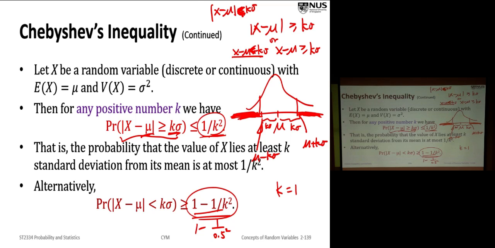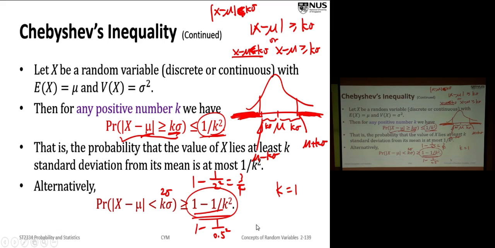Let's say k equals 2. That means, what is the probability of x lying within two standard deviations from the mean, mu? That is 1 minus 1 over 2 squared. So the answer is 3/4. So we know that for any distribution, the chance that x falls within two standard deviations from the mean must be at least 75%, 3/4. So that is the Chebyshev inequality. All right?